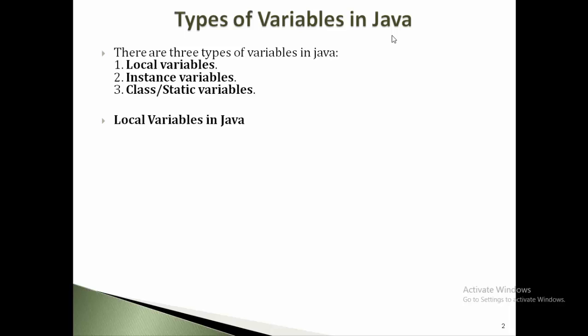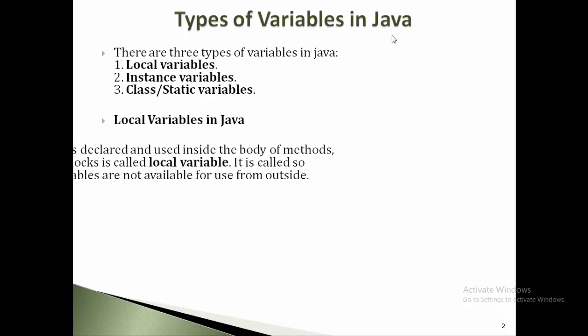And one more thing we have to remember here: when you declare the variables, we must assign values to those variables within the method body only. If you don't do this, it will raise a compile time error. So we have to remember this concept while we are declaring or using local variables in our Java programming language.